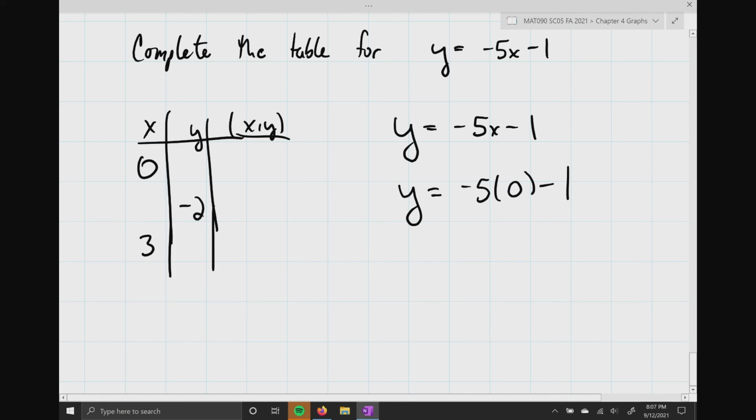So everything is the exact same. So when x is 0, y is going to equal 0 minus 1, or y equals negative 1. So my ordered pair is going to be 0, negative 1.